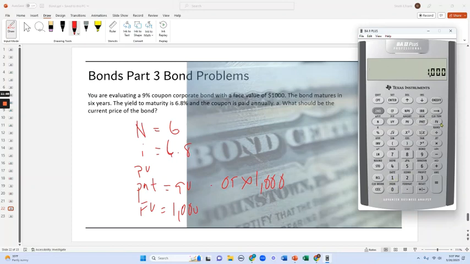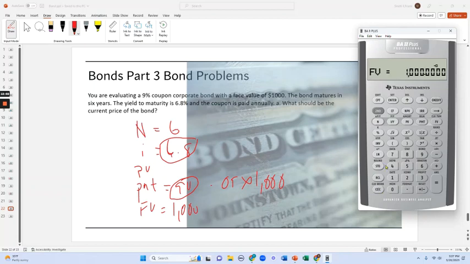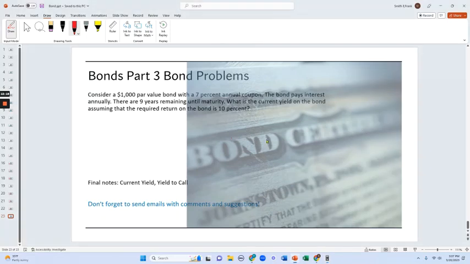Now, before I hit the solve button here to compute the present value, just remember, because the market only wants 6.8% a year, and your bond is paying $90 a year, your bond is going to be trading at a premium. So we know for a fact that this present value is going to be more than $1,000. We come up with $1,105.51. So indeed, the bond is trading at a premium out there. All right, let's get to the last one here.